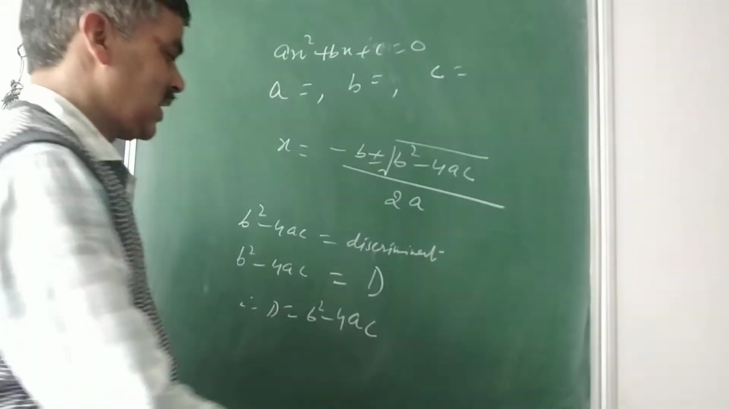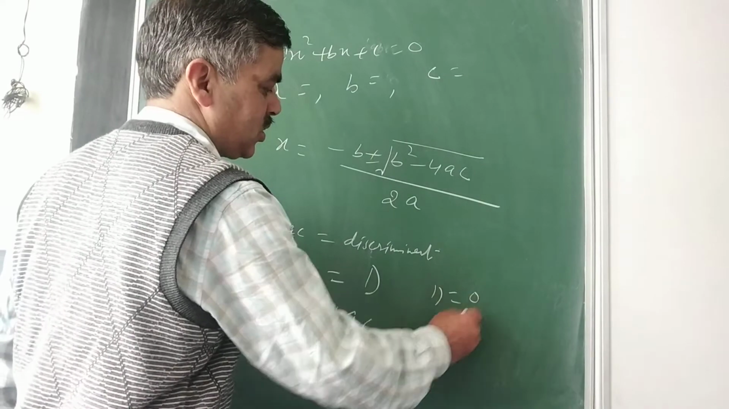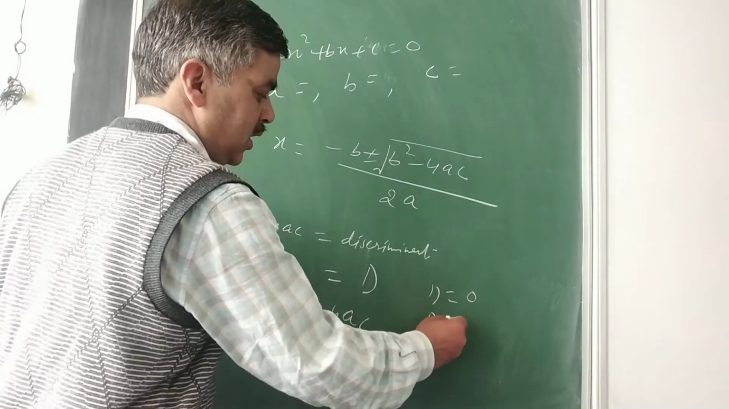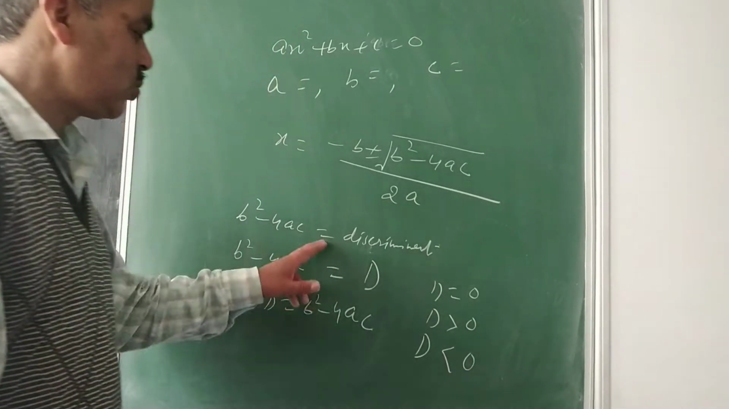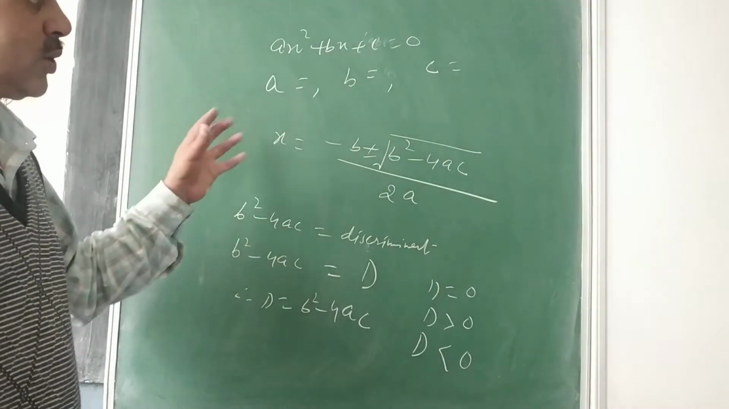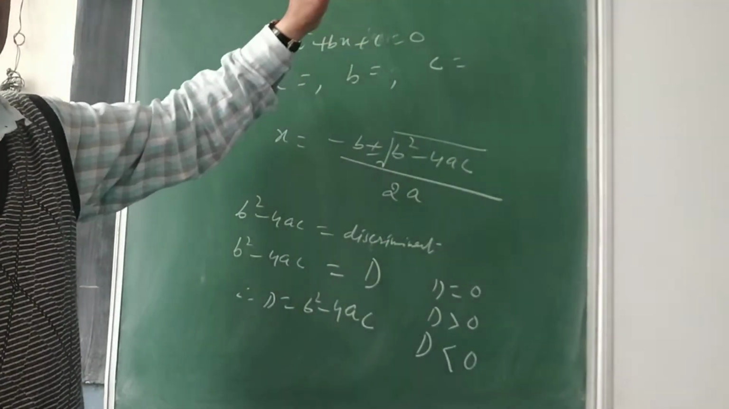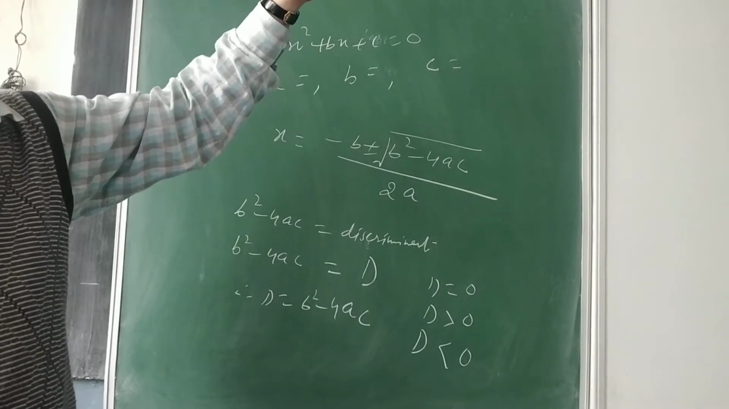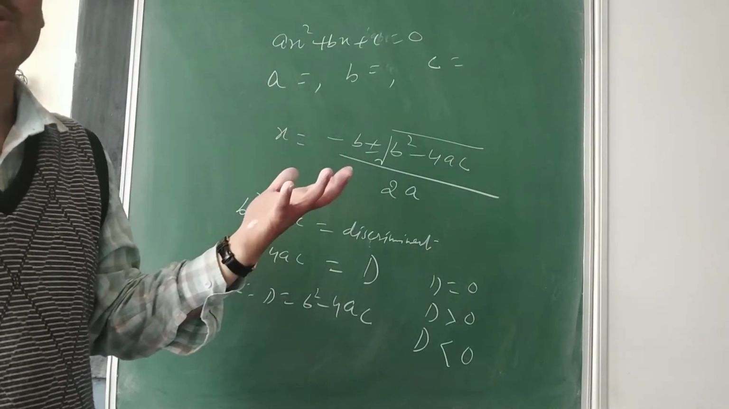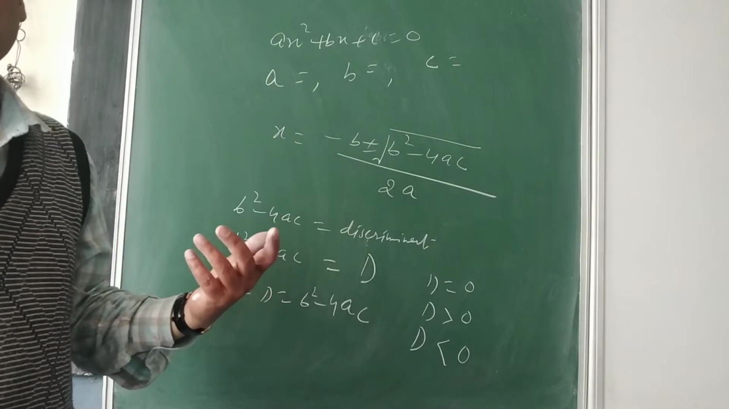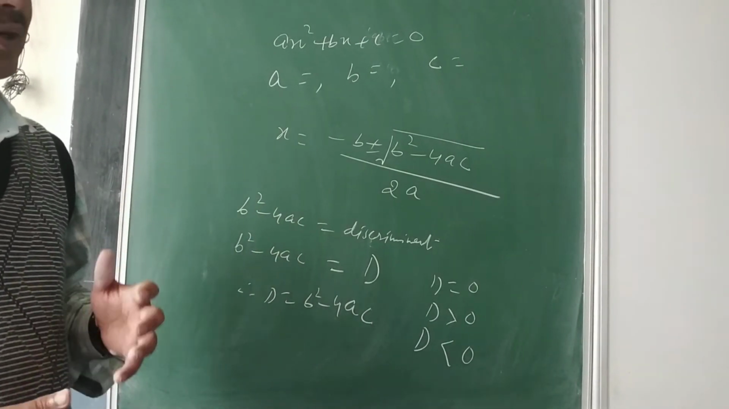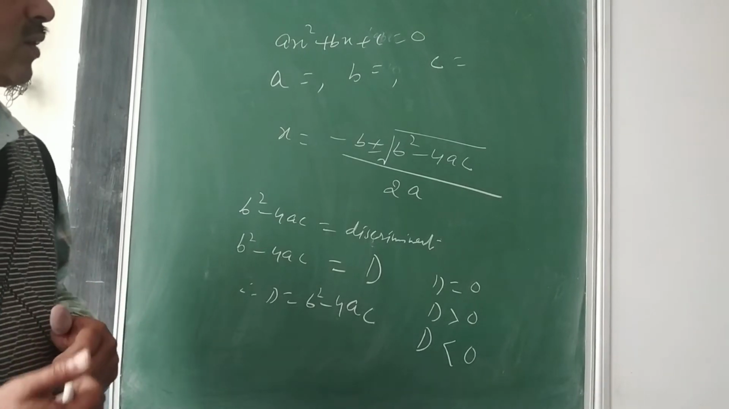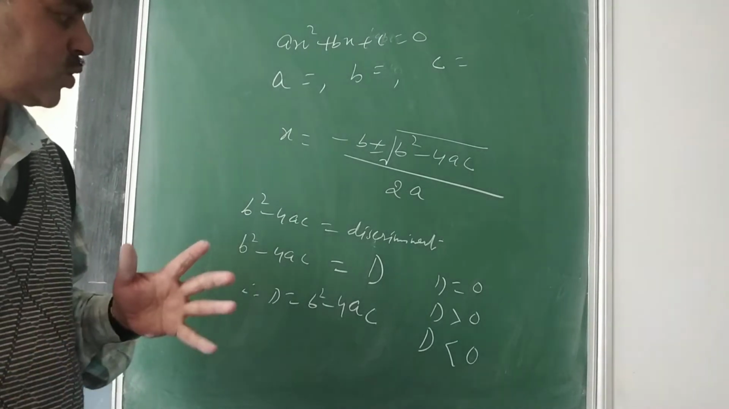Now three things are possible. D can be equal to 0, D can be greater than 0, and D can also be less than 0. Better you check well in advance. As I told in linear equations in two variables, a1 upon a2 not equal to b1 upon b2 means unique solution. If all three are equal, infinite solutions. If a1 upon a2 is equal to b1 upon b2 but not equal to c1 upon c2, it means no solution.